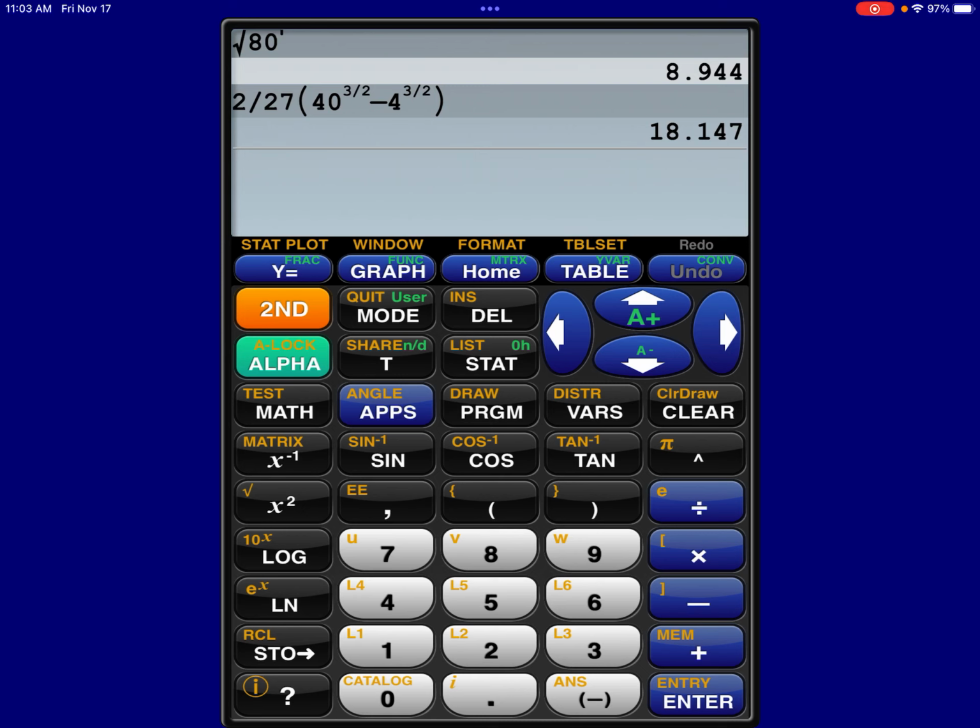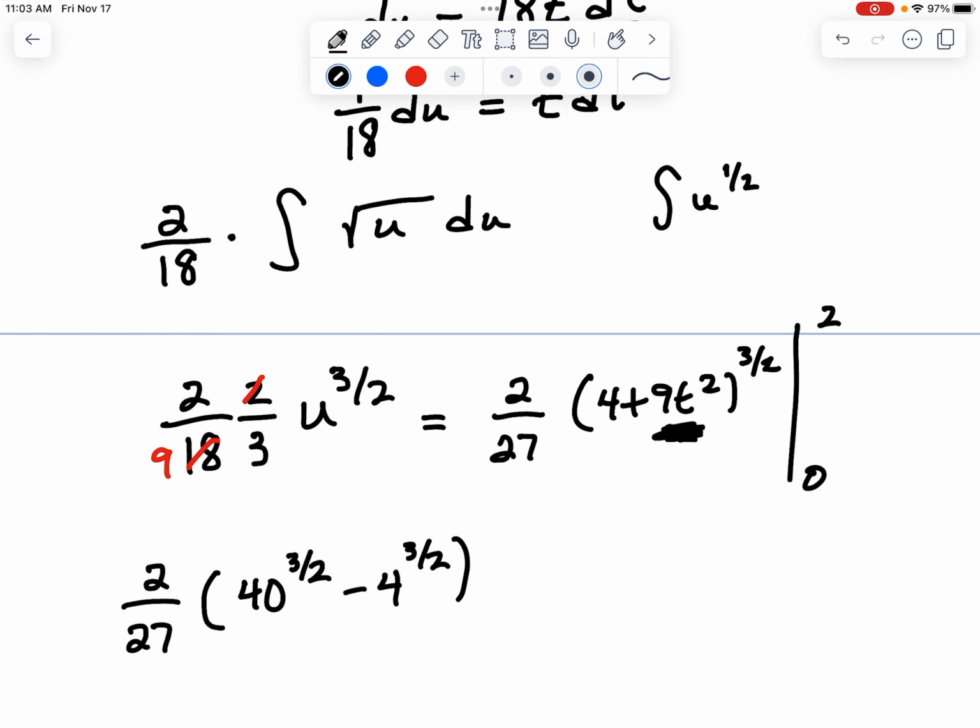And if you remember my first answer, which was an estimate, that was half of it. And so that's approximately a 9. If you double it, it's 18. And the actual answer I got is 18.147. So I feel pretty confident with that answer, 18.147.